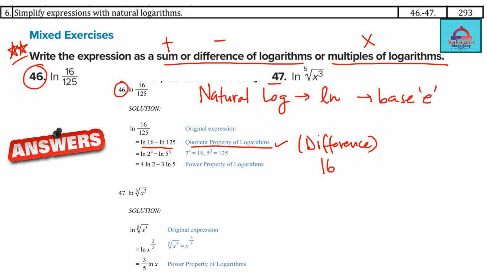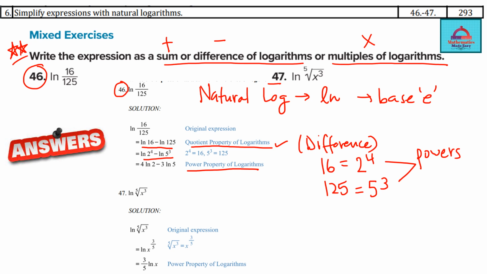Okay, now these numbers 16 and 125, can we simplify this further? Definitely yes, because these are like perfect squares or perfect cubes. So 16 can be written as 2 to the power 4, 125 can be written as 5 to the power 3. So just apply that property here in this step. After that you have the powers, so 2 to the power 4 and 5 to the power 3. So the next property you will use, because you saw powers, that's the hint or trick for you, is the power property of logarithm. So let's apply.